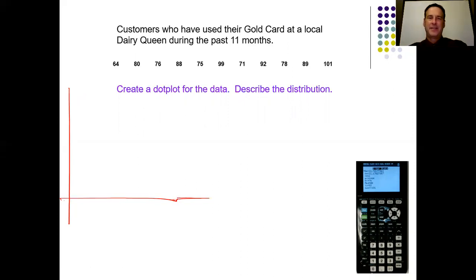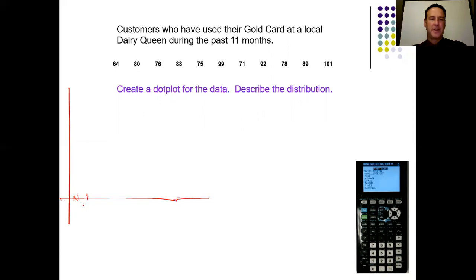Let's do this. Let's look at our data and see how many items we should count by. It looks like we have a low of 64 users for the gold card for 1 month, and the high looks like it's about 101. So 60, 70, 80, 90, 100. We could go 5. Maybe we'll do intervals of 5 or 10. Okay, so here's what I got.